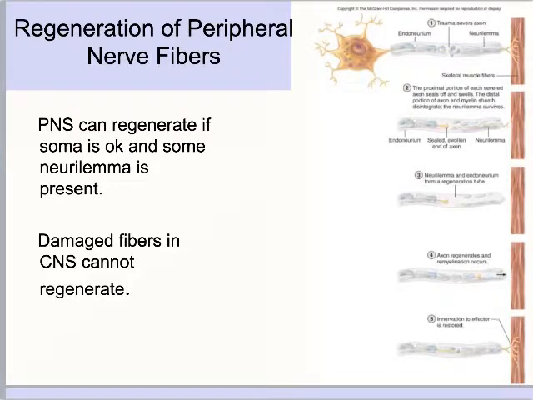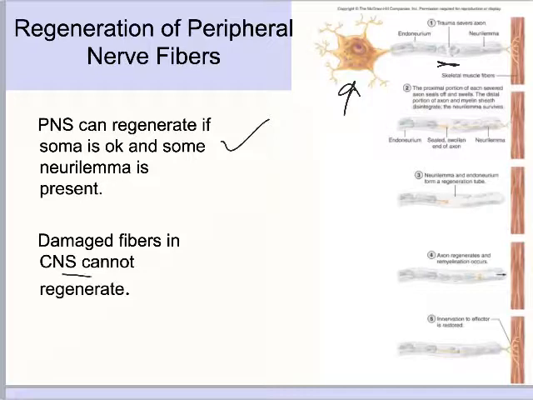Okay, now regeneration of peripheral nerve fibers. The PNS can regenerate if the soma is intact and there's some neurolemma, so if some of the membrane around it is still intact. They know all the steps, but we have so much to cover that we're not going to go over all those steps, though there's lots of research going on in this. So if it's not damaged too badly, some things can regenerate, but it's not a 100% sure thing.